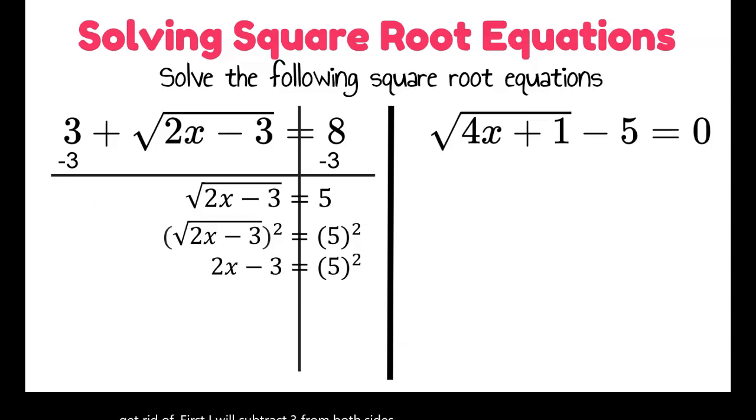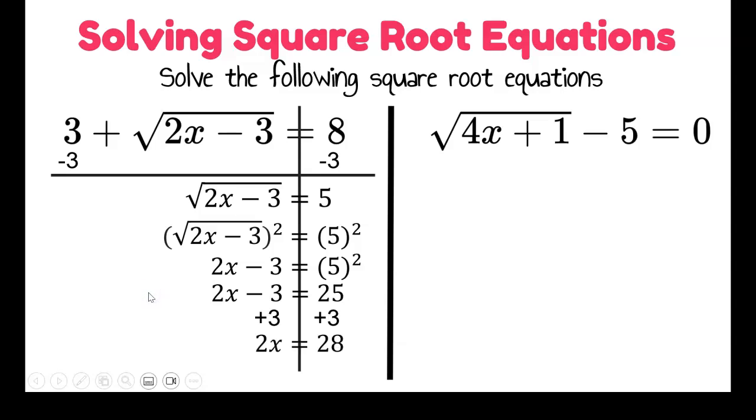That gets rid of the square root. So 2x minus 3 equals 5 squared. And 5 squared is 5 times 5, so 2x minus 3 equals 25. Then add 3. So 2x equals 28. And then I divide both sides by 2 to get rid of that 2. And that leaves me with my answer that x equals 14. Same idea in the next problem.